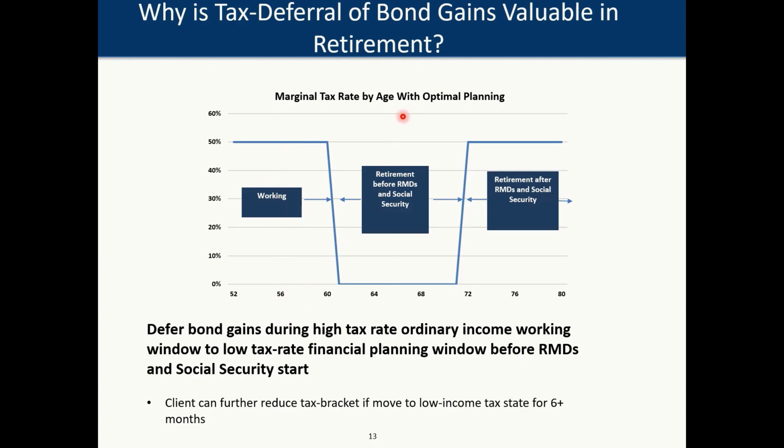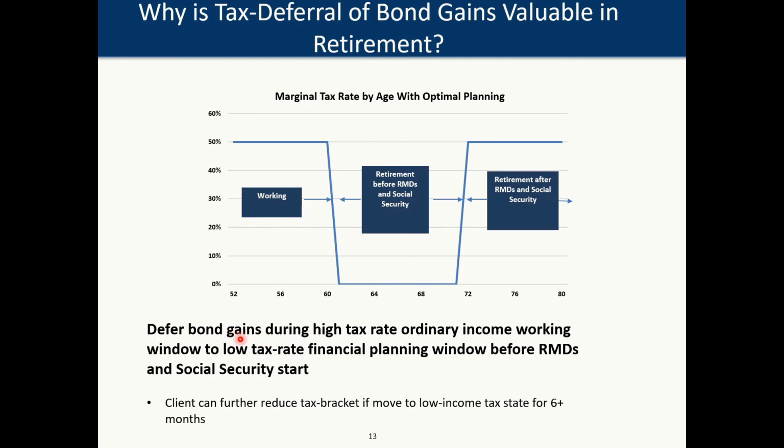So by using optimal planning, what you can do is essentially defer taxes until they're in this financial planning window, again, before they start taking required minimum distributions and Social Security, where they can defer taxes and then take those gains out at a lower bracket.